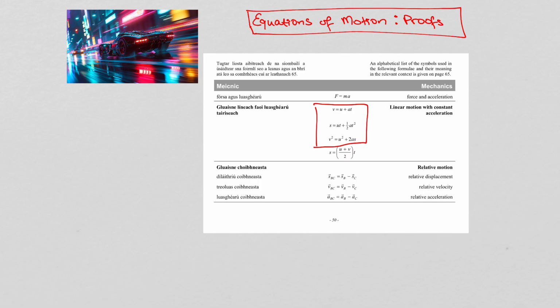If I go back to page 50 of my maths tables, we can see that the next equation down is s equals ut plus a half at squared. So a bit like maths, these equations are in order. So because it's in order, I can use what I've already proved, and I've just proved that v is equal to u plus at. So to start our second equation of motion proof, s equals ut plus a half at squared, we're going to start with the definition of what average velocity is.